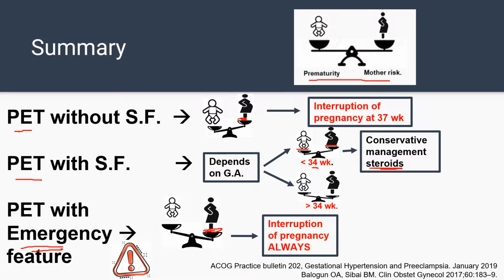So we give steroids to be prepared in the case that we need to do that. On the other hand, if the baby is 34 weeks of gestational age, we have more risk now for the mother than for the baby. So we finish the pregnancy.